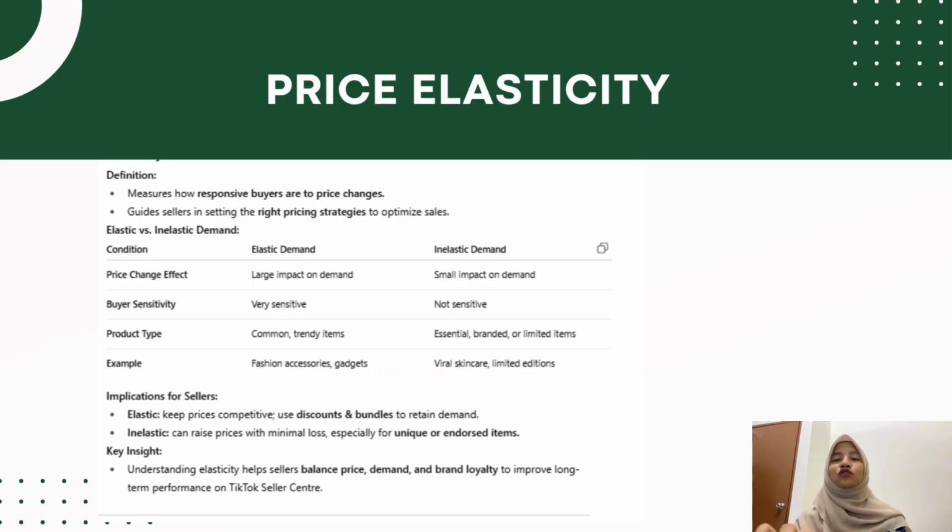So here I also include a table on how the condition changes, like price changes. When it's elastic, it's a big effect on demand, but on inelastic there's a small effect, to no effect. Buyer reaction on elastic demand is very sensitive.